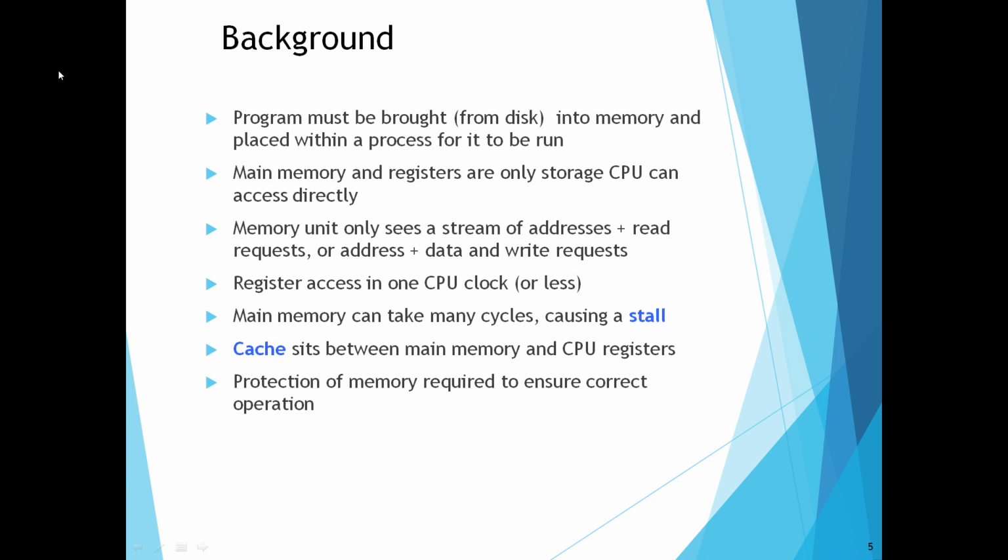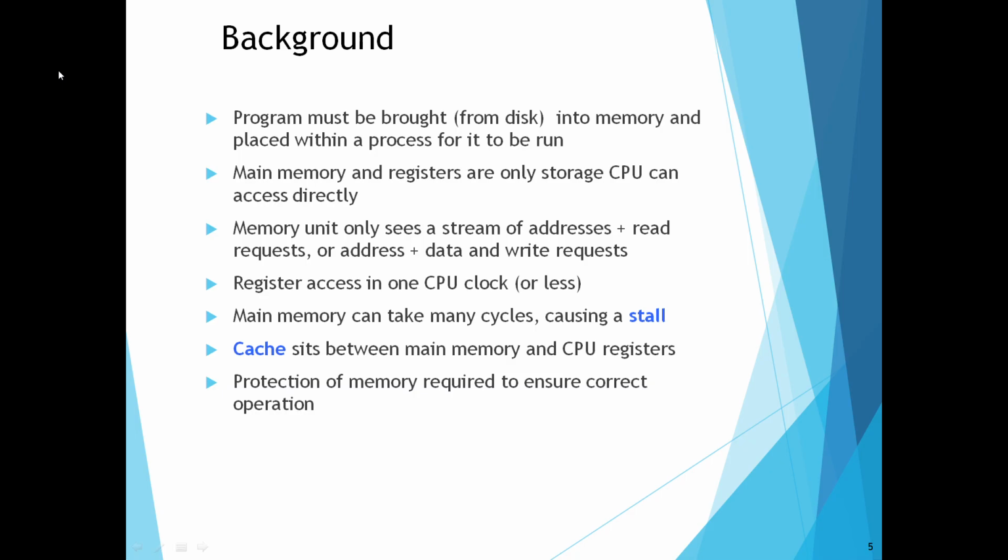There are different storage levels available, like secondary memory, main memory, cache memory and CPU registers. Here, main memory and registers are the only storage the CPU can access directly. The registers are built into the CPU, and main memory too, so these two the CPU can access directly. The memory unit only sees a stream of addresses, that is, a physical address plus a read request, or an address plus data and a write request. Only the memory unit can see this.